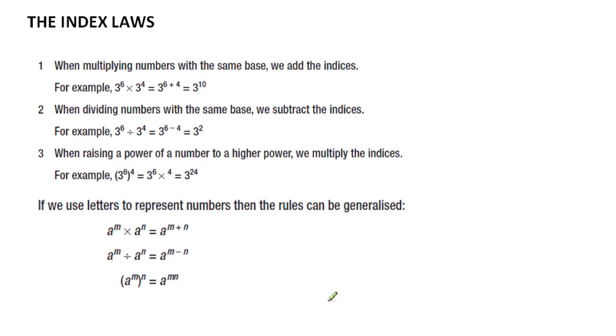In this section, we're going to have a look at the three main index laws. Now you'll notice in the first sentence it says, when multiplying numbers with the same base, we add the indices. And what we need to do here is just to make sure we're clear on the meaning of these words. And there's one other word down here that we need to look at, and that is the word power. So what do these words mean?